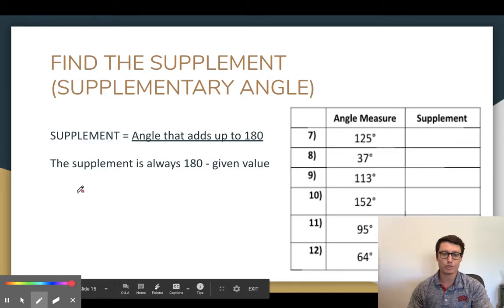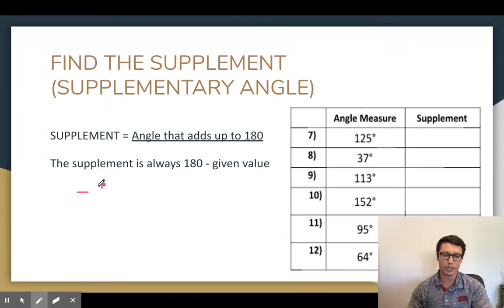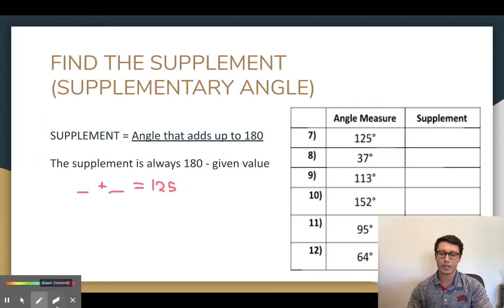If we have two angles, this blank angle plus whatever this blank angle equals 125. Sorry, that is totally wrong. If it's supplementary, it has to add up to 180, and our known angle is 125. Sorry about that.